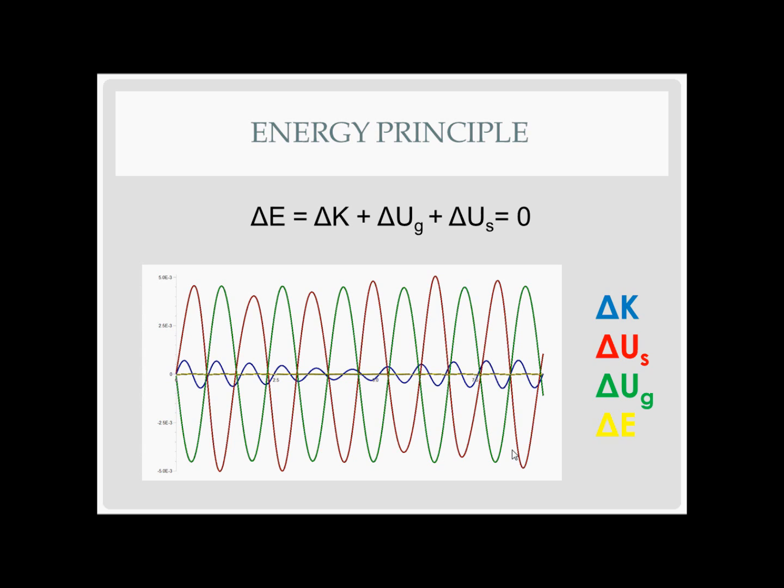Here is the change in kinetic energy, the change in gravitational potential energy, the change in the spring potential energy, and the change in total energy plotted on an energy versus time graph. You can clearly see now that the total change in energy, as I said before, was 0. This shows that the oscillating spring mass system follows the energy principle.